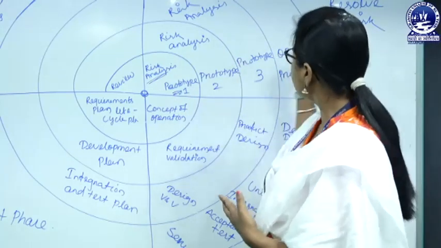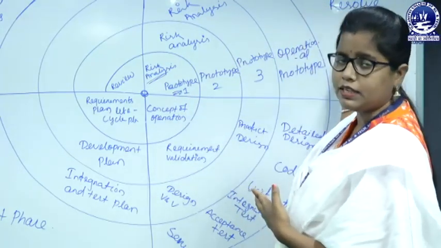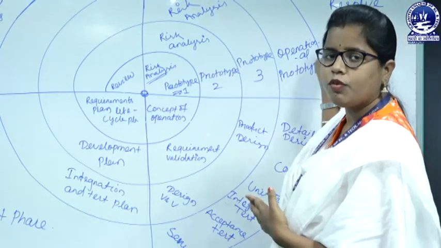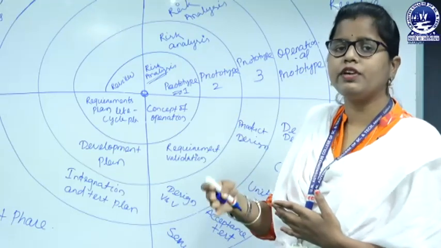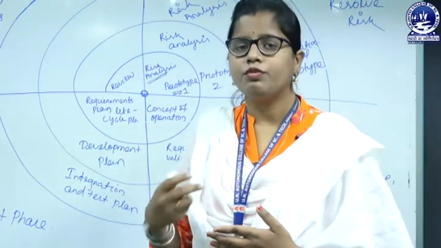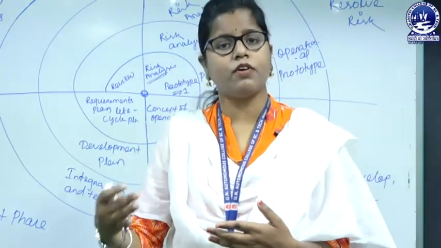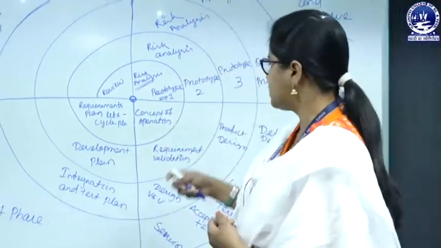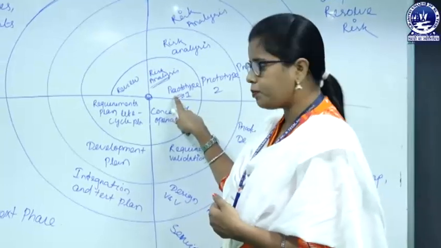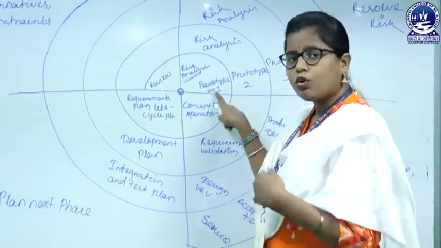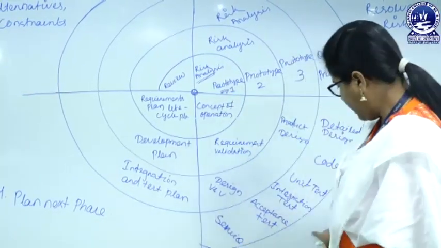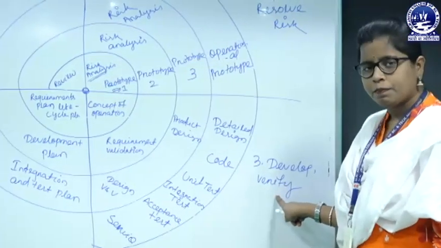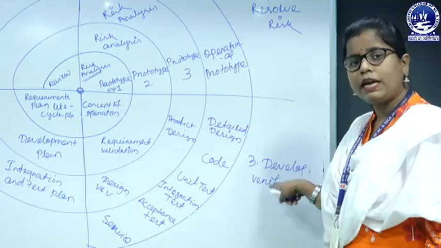So in the second phase, resolve risk. Resolve risk means that after finding the solution which has the minimal risk, we develop the prototype for that solution. That is what resolve risk actually means. Then after developing the prototype, we will go for development and testing. The third phase is what? Develop and verify, or we can say development and testing.